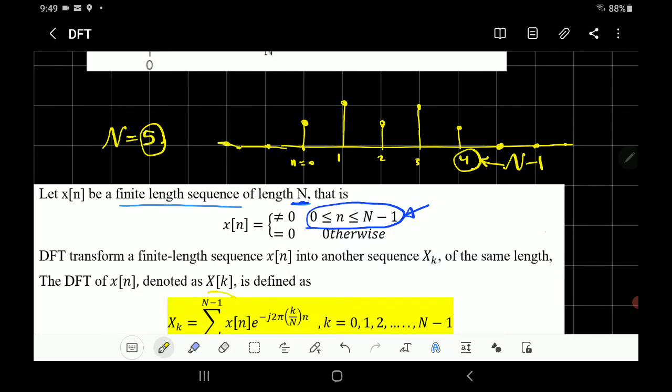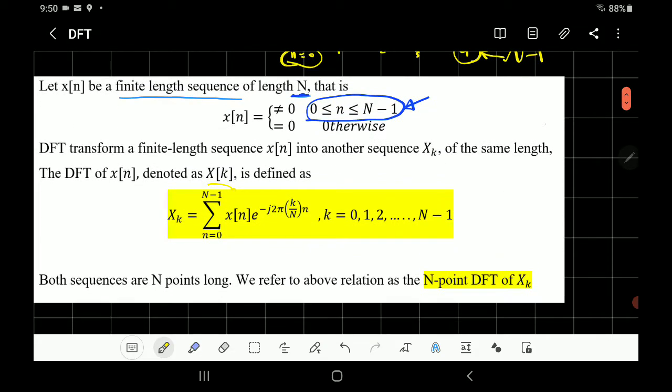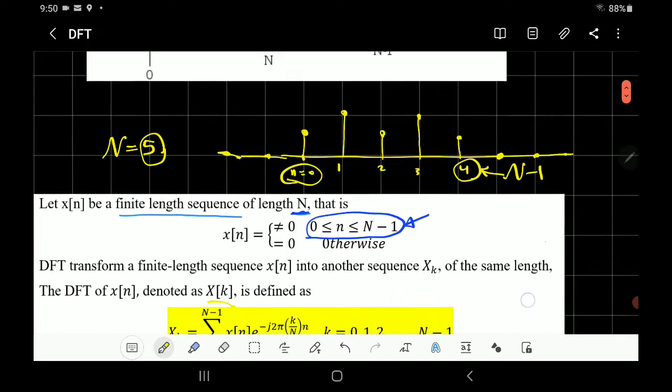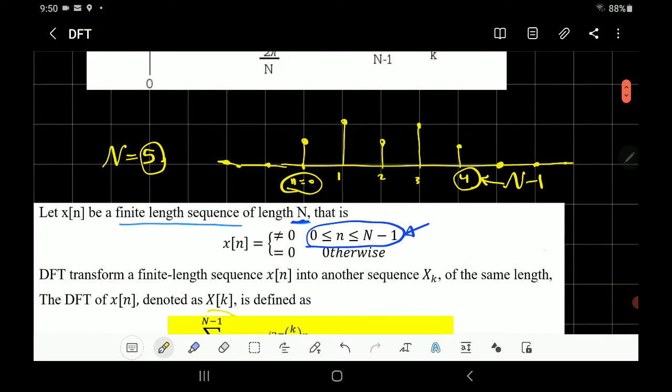It's only defined over a finite length, from n equals 0 to n minus 1, which is in this case 4. And since n equals 5, we are going to call this 5-point discrete Fourier transform. So n here is used to define how many points you are going to use to find the equivalent discrete Fourier transform.